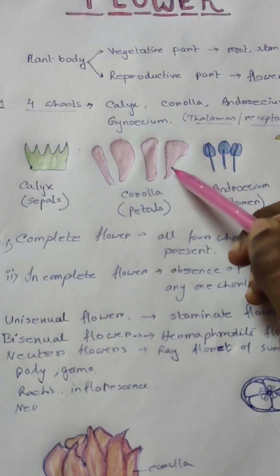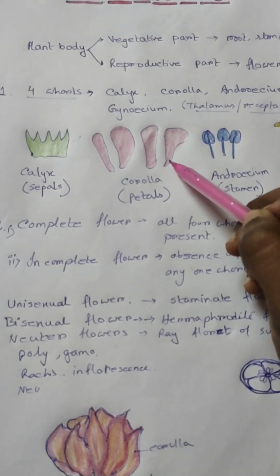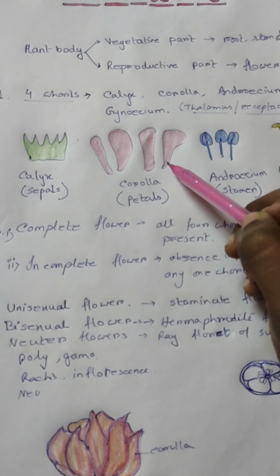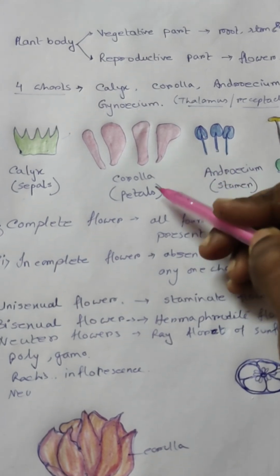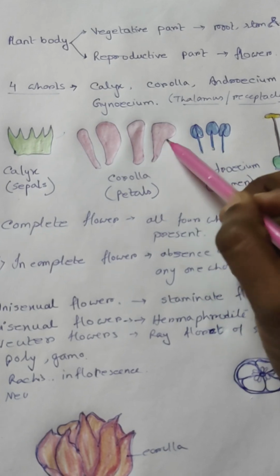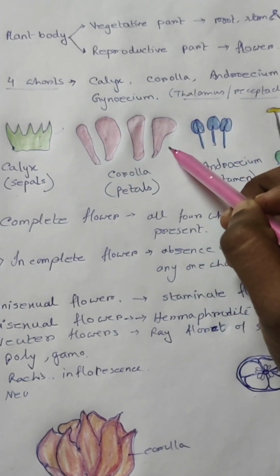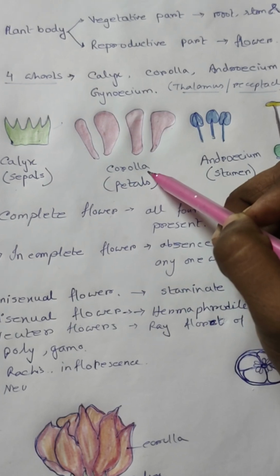The next whorl is the corolla. The unit of corolla is called petals. Here I have drawn four different petals. So these four petals together form the corolla.